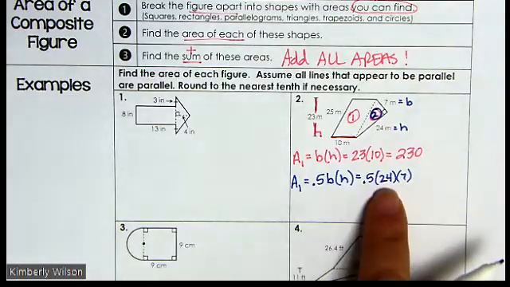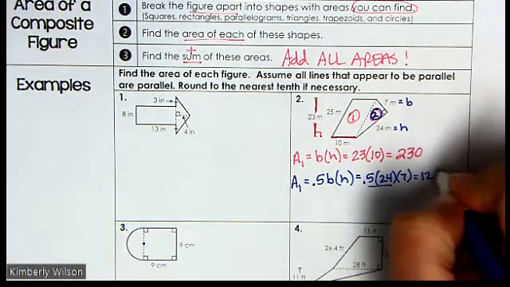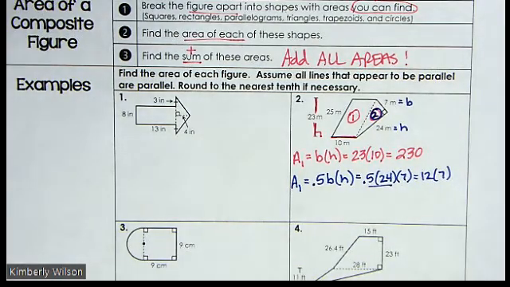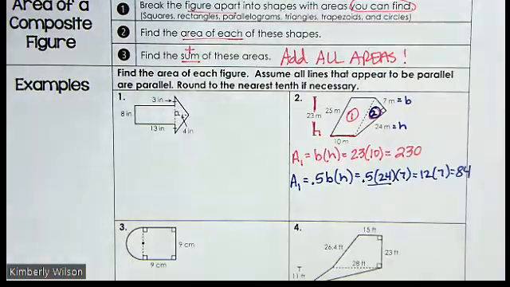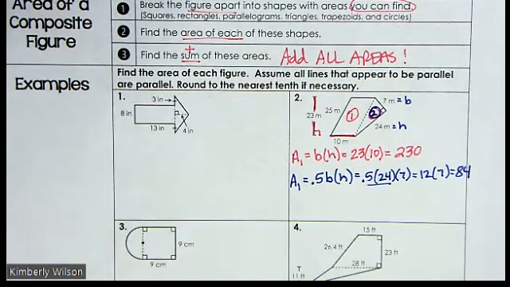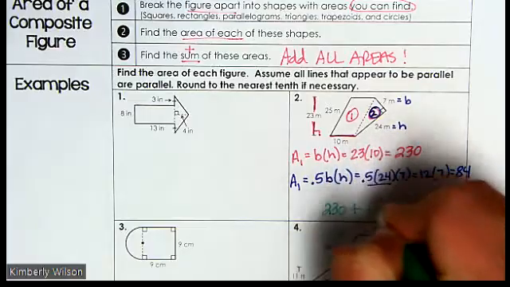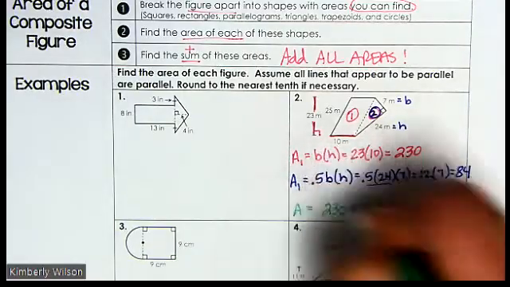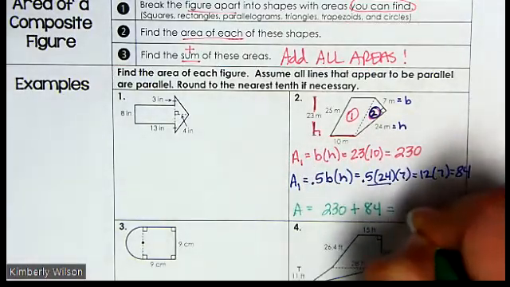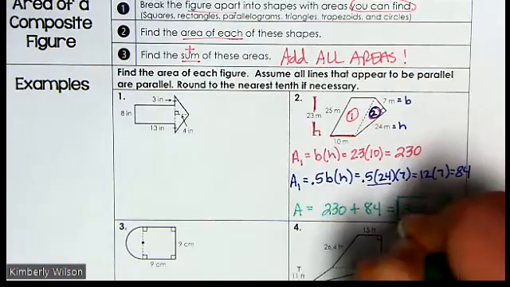Now, to be perfectly honest, I put the 24 first because I can easily do 1/2 of 24, which is 12 times 7. Now I get the handy dandy calculator. 12 times 7 equals 84. My final step is where I add the areas together. So I'm going to have 230 plus 84. Calculate my area, add it together, which equals 314 meters squared. This is my final answer.